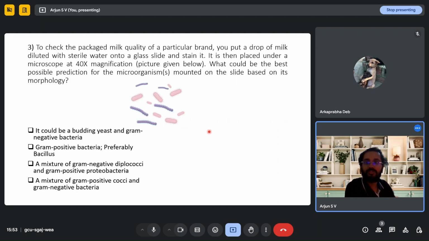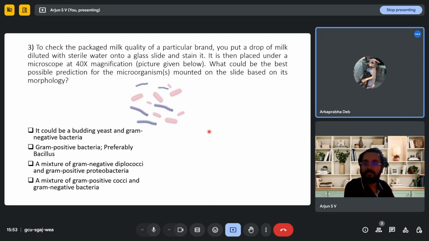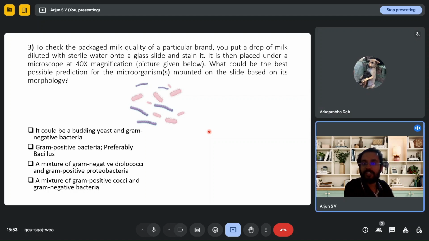So to check question number 3: to check the packaged milk quality of a particular brand, you put a drop of milk diluted with sterile water onto a glass slide and stain it. It is then placed under a microscope at 40x magnification. What could be the best possible prediction for the microorganisms mounted on the slide based on its morphology? So the fourth one, sir. A mixture of gram-positive cocci and gram-negative bacteria.